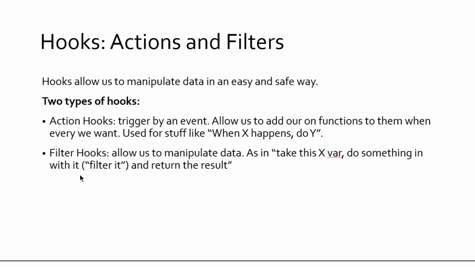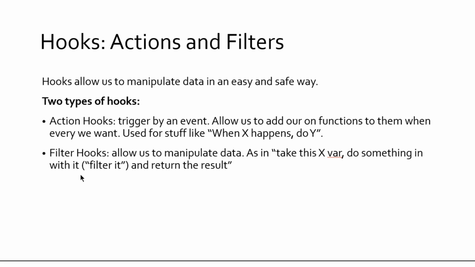Action hooks are something that is triggered by an event. For example, a user is logged in, a post has been saved, the footer just loaded, the header just loaded, something happened. And when this happened, we can add a function there. So, for example, the footer just loaded. Let's add some text behind it, or above it, or under it, or whatever. So, a user just logged in. Let's send him a message. Something happened. Do something else. It allows us to do that.